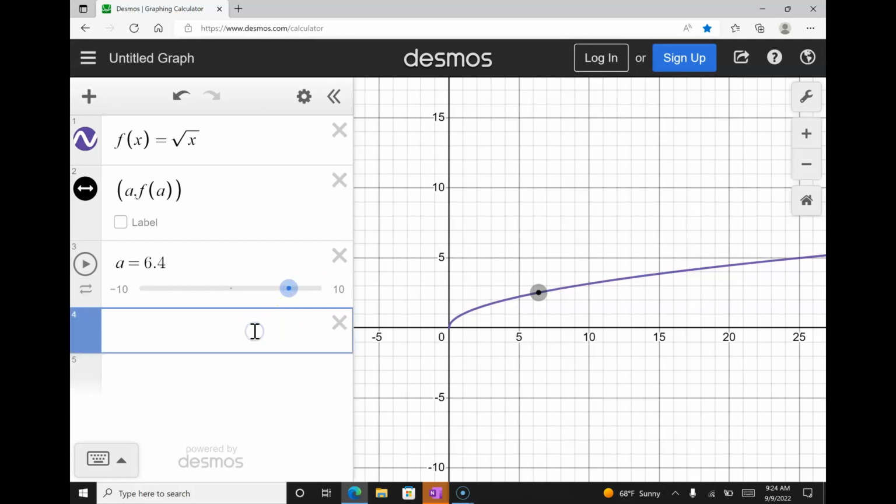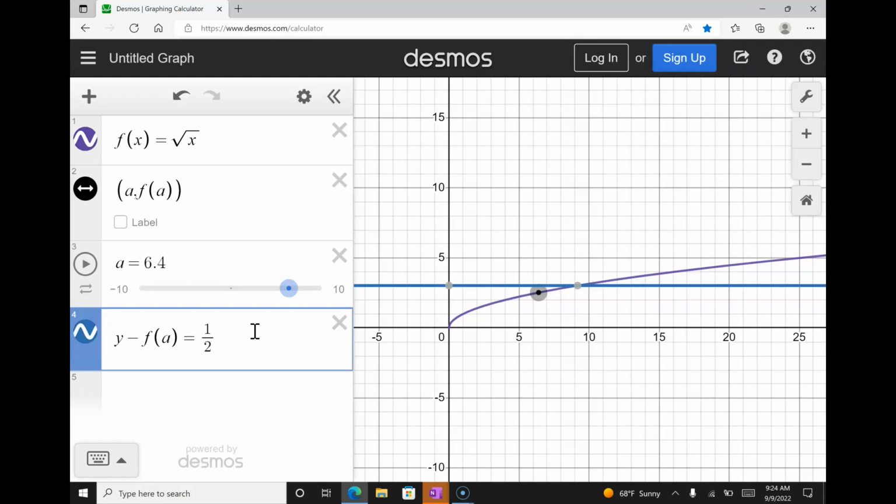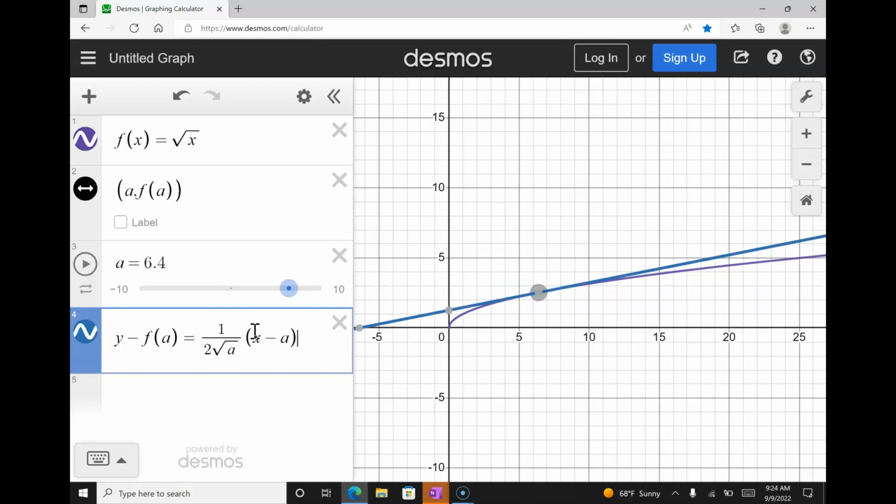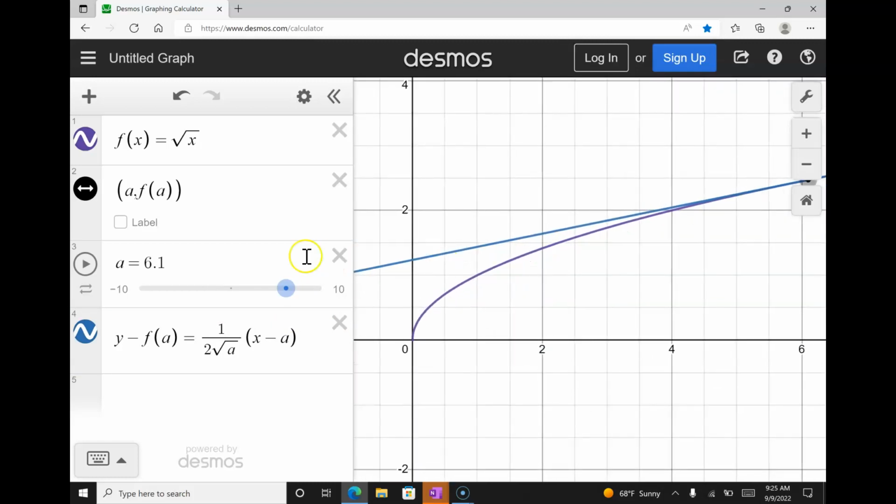I'm going to put in my dynamic tangent line. I know that my derivative is 1 over 2 square root of x. So watch what I do. y minus f of a equals 1 divided by 2 square root of a, that's my derivative, all times x minus a. Is everybody comfortable there? Now I have what I'll call a dynamic tangent line. So I can move a to 1, just like before, and my tangent line moves.